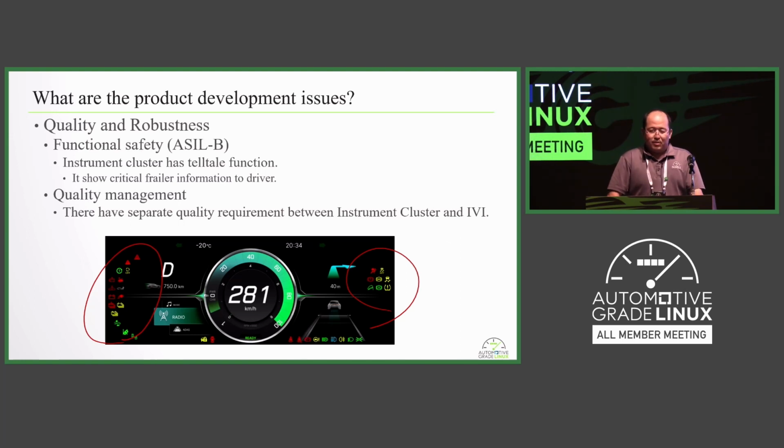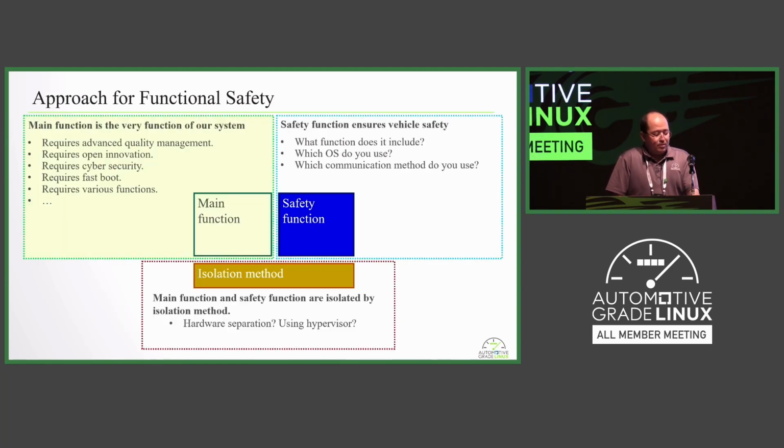The next point is quality management. There are separate quality requirements between the instrument cluster and RBI. The main function is the very function of our system design. It requires advanced quality management, open innovation, cyber security, fast boot, and others.